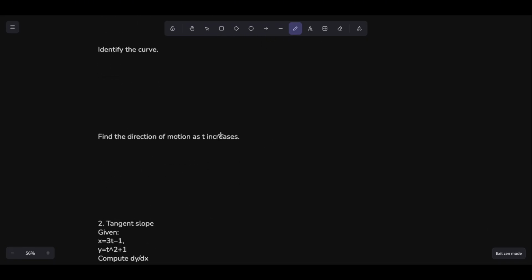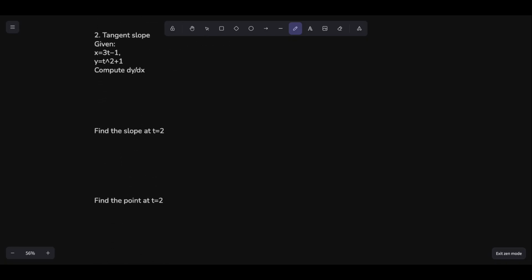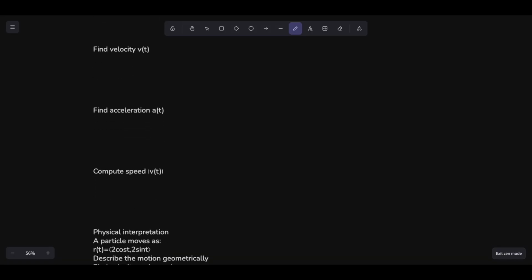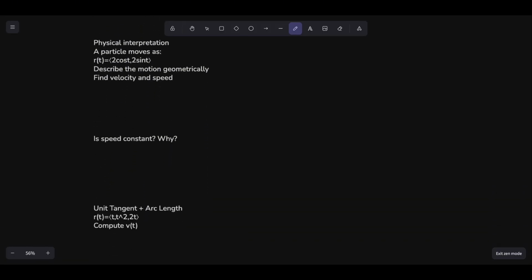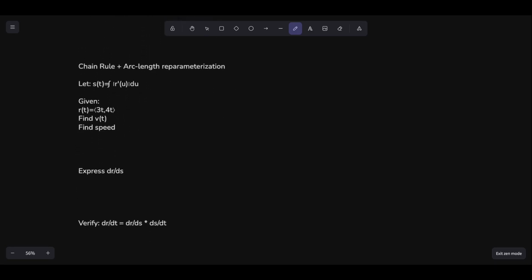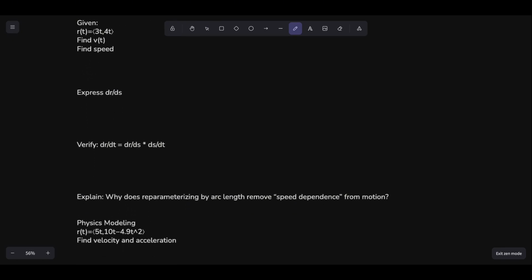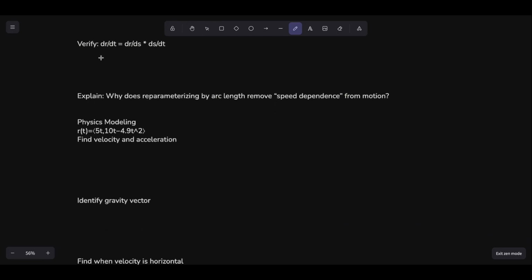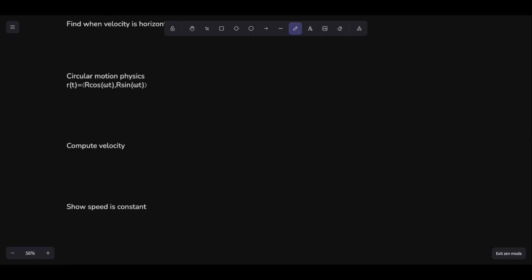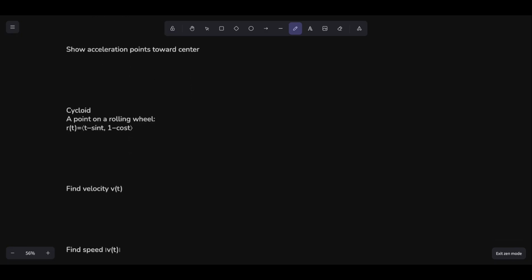So eliminating the parameter, the tangent slope. So we're going to learn about the unit tangent, velocity, acceleration, right? This is closely related to physics. So if you have some prior knowledge of physics, this will really help. Unit tangent, arc length as well, and chain rule. So you're able to write the velocity vector as something new, which is the chain rule, but we're going to talk about it. We're going to learn more about something called a cycloid.